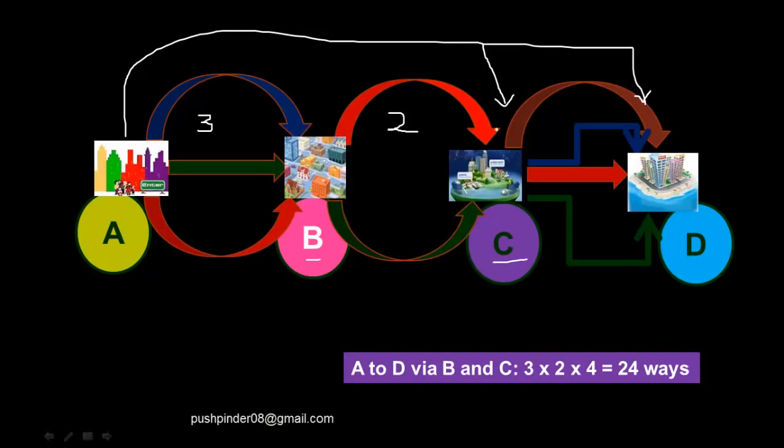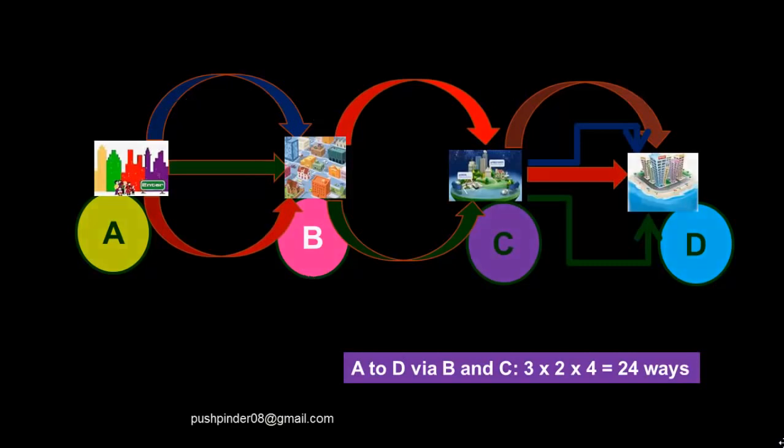Why? Because see, let's suppose we want to go from city A to city C, so 3 ways are here and 2 ways are here. Each way here is going to give us 2 ways. So 3 ways are going to give us 3 into 2, that is 6 ways. So that is how we calculate the answer. Right? So I hope everyone is understanding.